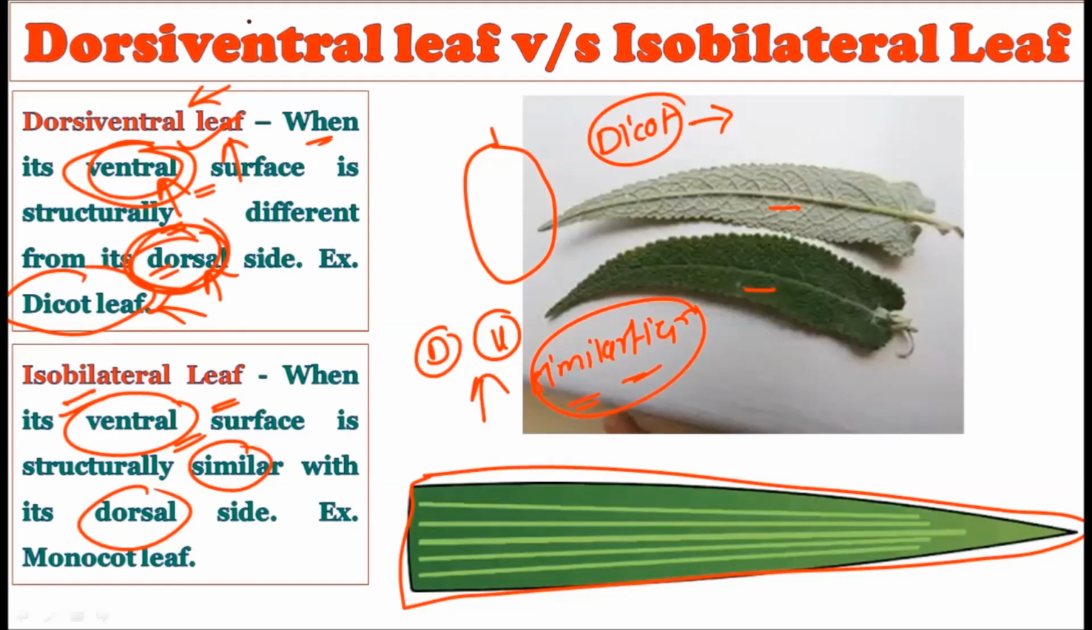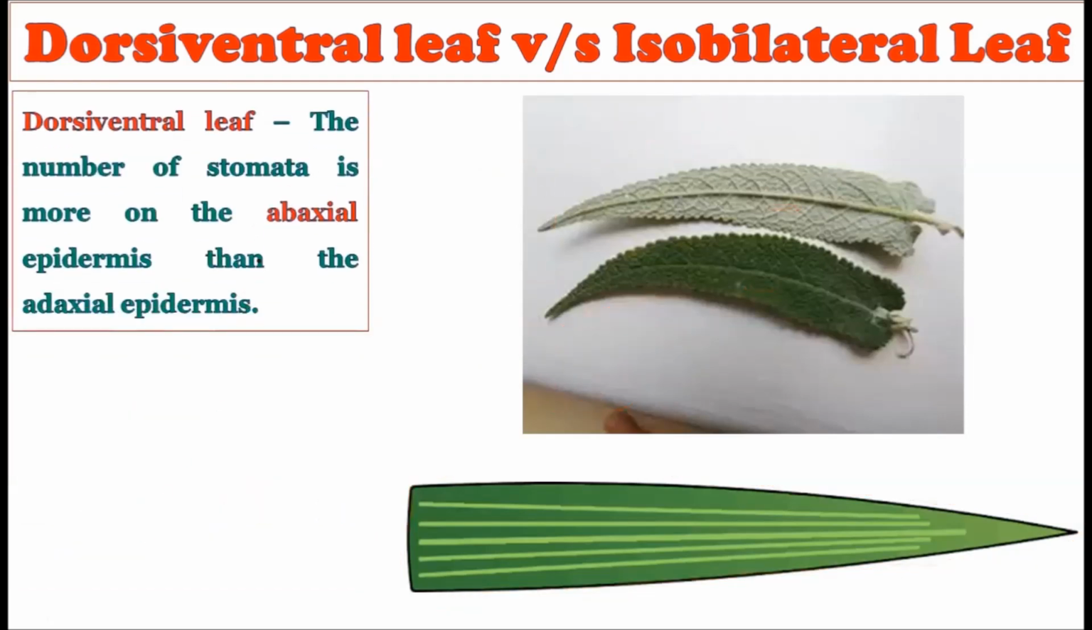So basically, dorsiventral leaves are those which show differences in their ventral and dorsal surfaces, and isobilateral leaves are those which show similarities between their ventral and dorsal surfaces. The example for the dorsiventral leaf is the dicot leaf, and the example for the isobilateral leaf is the monocot leaf. Now consider the second difference between the two.